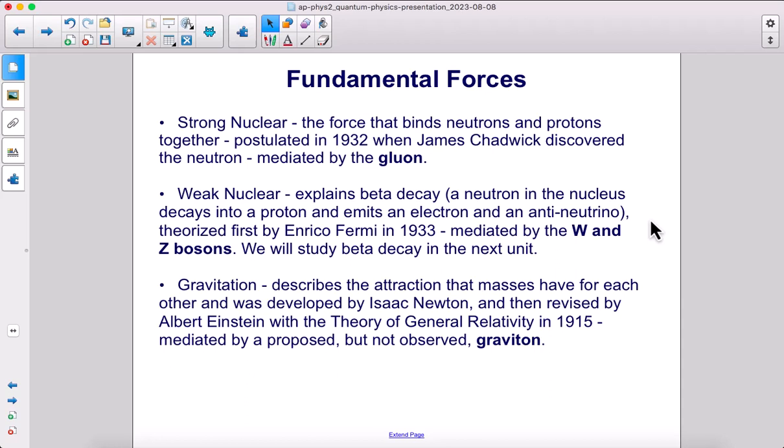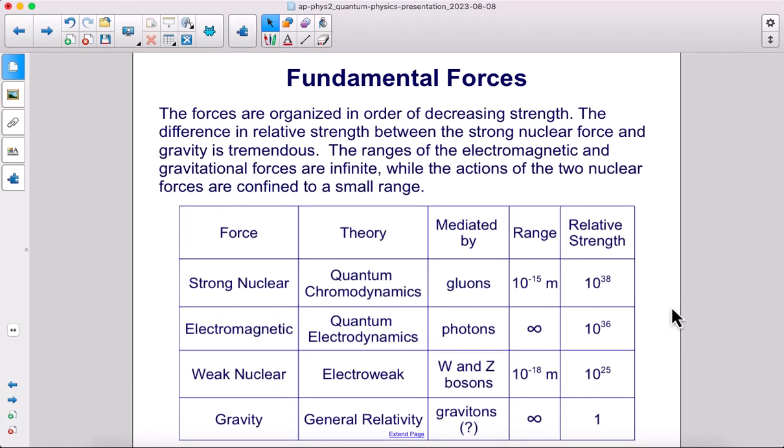Finally, gravitation describes the attraction that masses have for each other and was developed by Isaac Newton and then revised by Albert Einstein with the theory of general relativity in 1915. This force is mediated by a proposed but not observed graviton. The forces are organized here in order of decreasing strength. The difference in relative strength between the strong nuclear force and gravity is tremendous. See relative strength? If gravity is 1, has a strength of 1, the strong nuclear force has a strength of 10 to the 38th power.